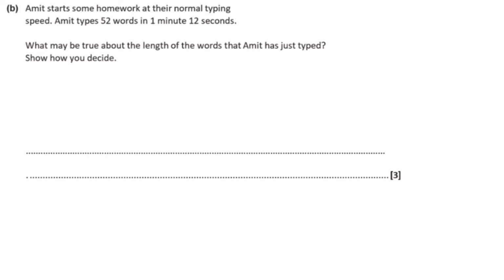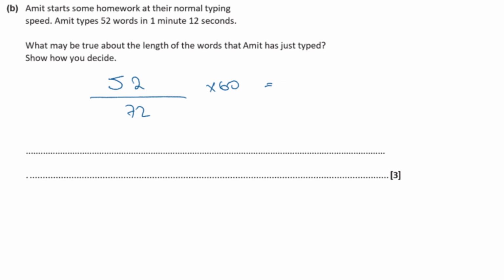Show how you decide. Okay, well now is he going faster or slower than his usual amount when he's done this piece of homework? He's got 52 words in 1 minute and 12 seconds. So how many is that if I want to do it in 1 minute alone? So if I take 52 and I divide it by 1 minute 12 seconds, which is 72 seconds, that would be my words per second, and then if I times that by 60, that's going to give me words per minute again, isn't it?